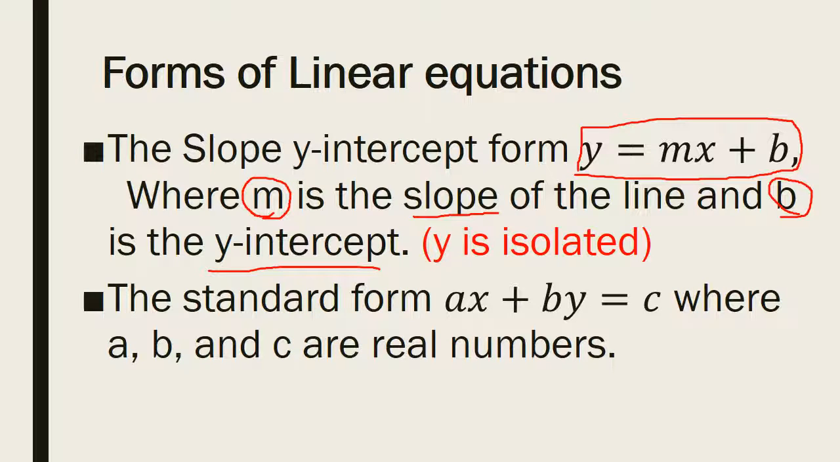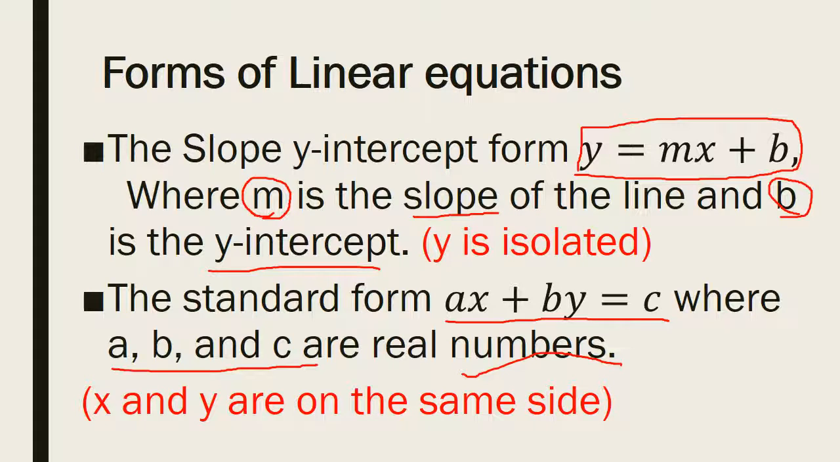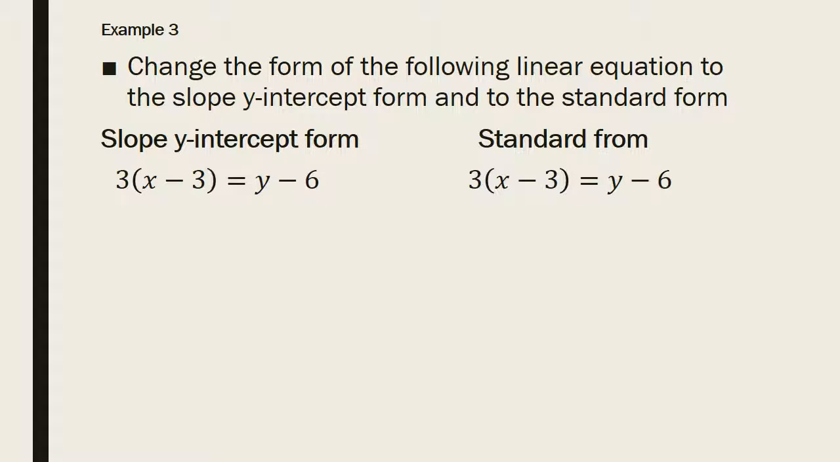The second form is the standard form, and the standard form is ax plus by equals c, where a, b, c are real numbers. They are numbers. And if you look at this form, you'll find out that x and y are together on the same side. Now let's take a look at this example where we have to write the equation in the slope-intercept form and then change it into the standard form.